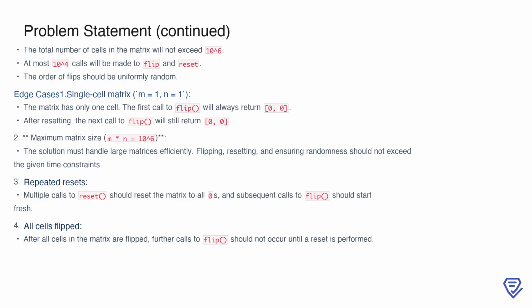For edge cases, in a single-cell matrix, the first call to flip will always return [0, 0], and resets will behave predictably. For maximum-sized matrices, the implementation must be efficient to handle large-scale operations within the given time constraints. Repeated resets should always restore the matrix to its initial state, and after all cells are flipped, further calls to flip are invalid until a reset is performed. This ensures robustness and correctness under all scenarios.